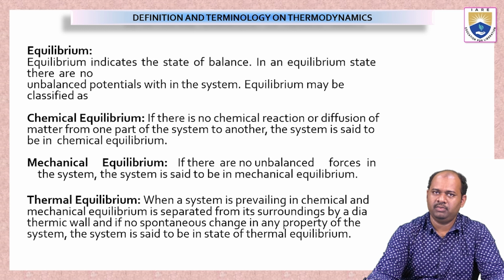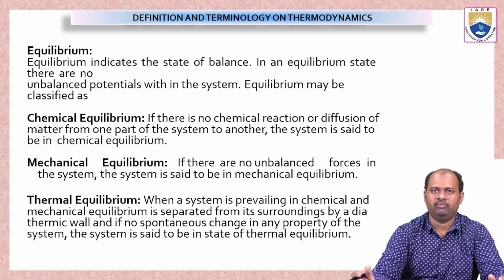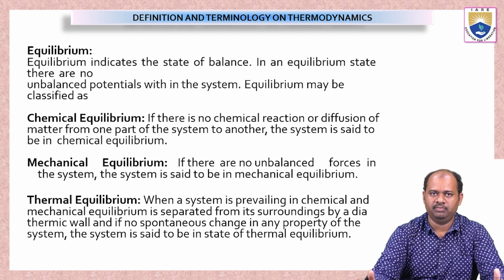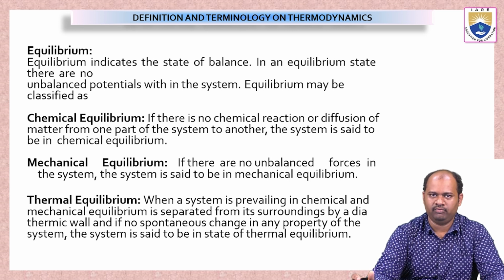Now we will see what is chemical equilibrium. If there is no chemical reaction or diffusion of matter from one part of the system to another part, the system is said to be in chemical equilibrium. When there is no chemical reaction happening in the system, then it is said to be in chemical equilibrium. So the system should be very stable in terms of chemical reactions.